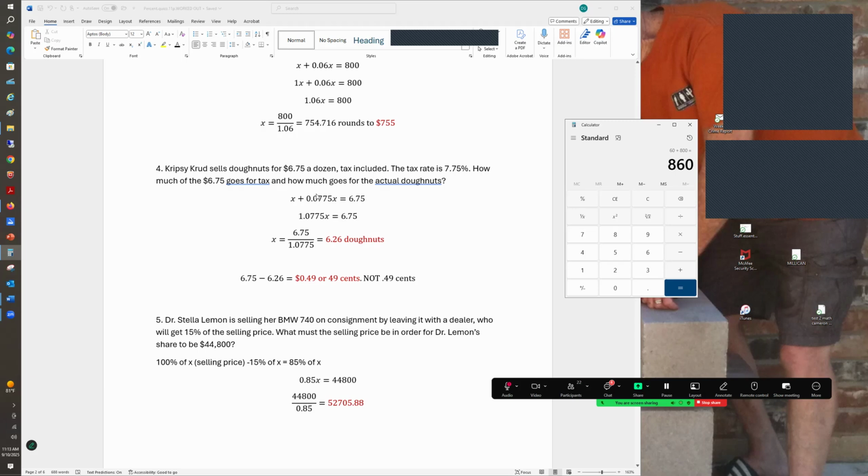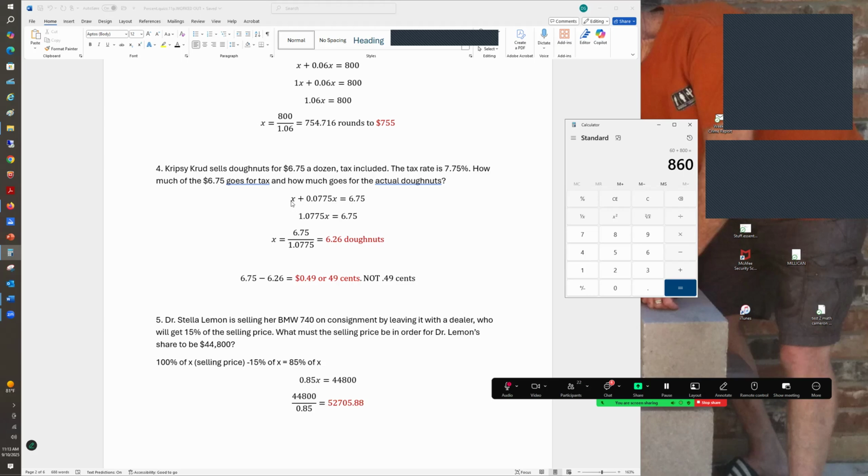This is one of my favorites. Number four, donuts, $6.75 a dozen, tax included. Do not multiply 6.75 by the tax rate, because the tax is not on 6.75. It's on the price before tax, and we don't know what that is. What we do know, for example, I let X represent the price before tax. I'm going to add on to that. Now, 7.75%, move the point two places to the left, is 0.0775. Oh boy, times X, and that's the selling price.